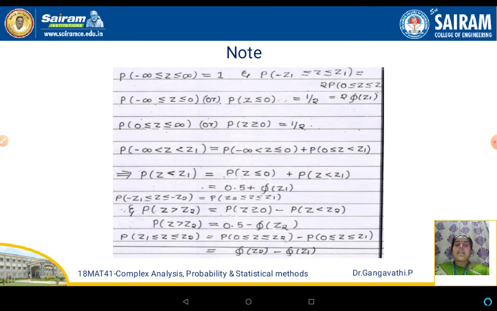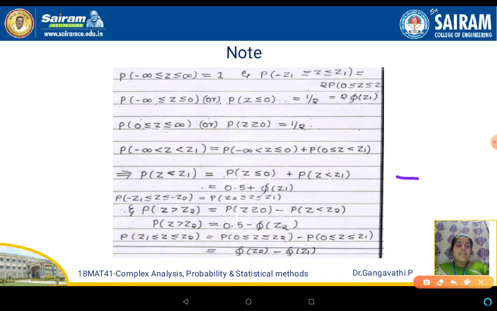And there is another one, the second one, p of minus infinity less than or equal to z less than or equal to 0, or p of z less than or equal to 0. The probability of this value is half, because you are considering only the minus infinity to 0 part. So it is exactly half of your minus infinity to infinity. So that is why it gives the value as 1 by 2. Similarly, if you take the other side, minus infinity to plus infinity, I'll show you this.